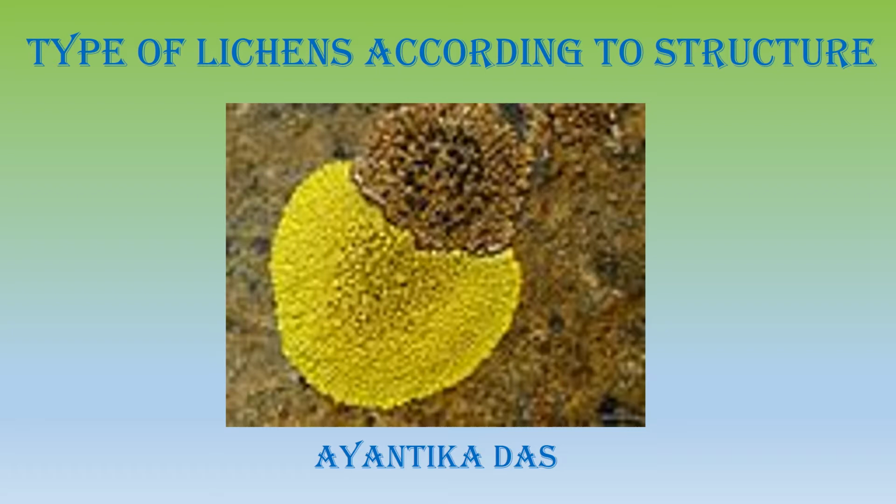Now in this video I'll be discussing various types of lichens according to structure. Before we go to it, I should tell you what lichens are. Lichens are a very good example of a symbiotic relation where two or more organisms benefit from each other. It can include two or three types of partners. The microbial partner is the fungi. Mostly ascomycete fungi are in this type of association.